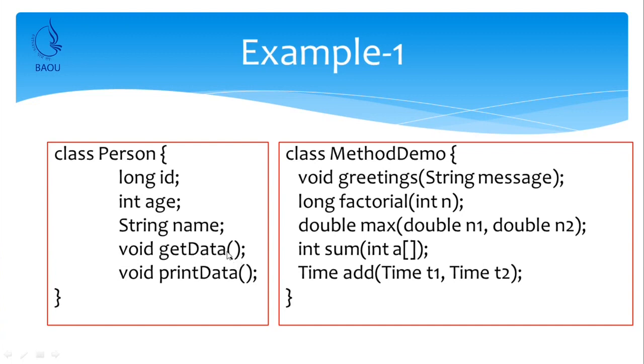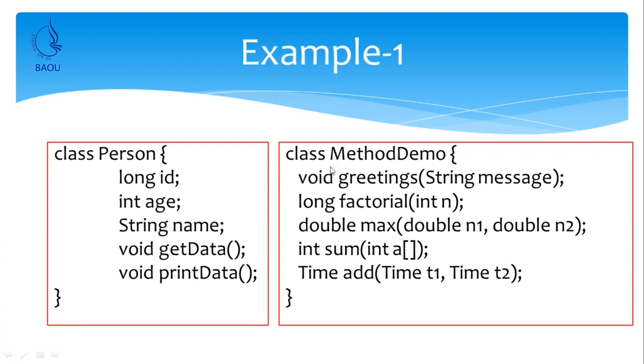So, this get data method is used to read ID, age and name from user, and another method we define is void print data, which is actually used to print these three values. Now, how to call these methods? If the person object is p, then we can say p dot get data will call this method and p dot print data will call this method. Now, we write down this program so that you can better understand how these methods work.